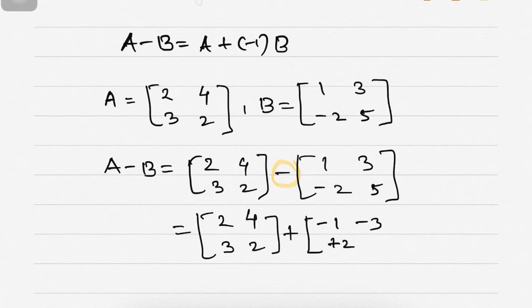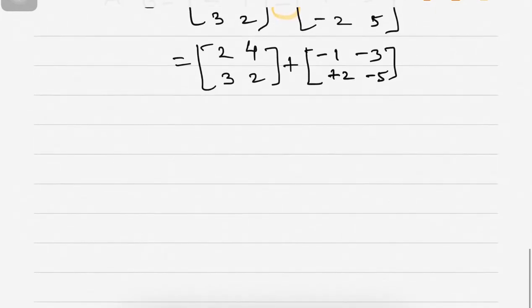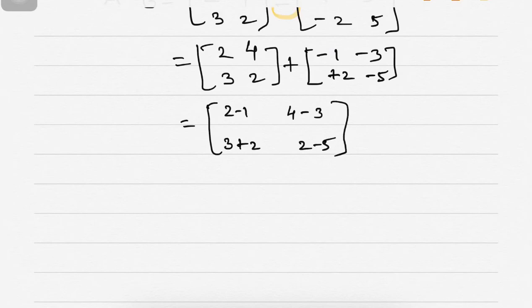Now we will add the two matrices as usual. So A11 will be added to A11 of the B. It will be 2 plus minus 1, 4 plus minus 3, 3 plus 2, 2 plus minus 5. The final result is [1, 1; 5, -3].